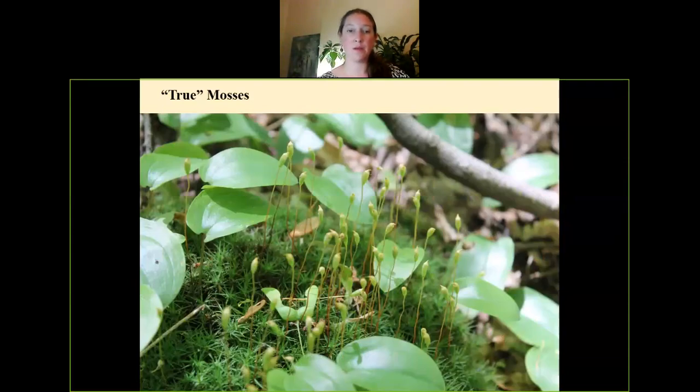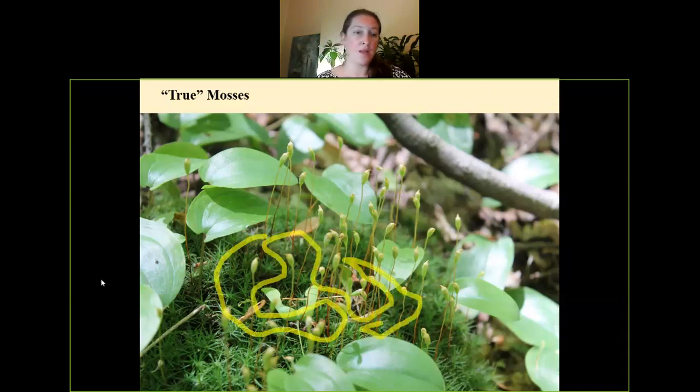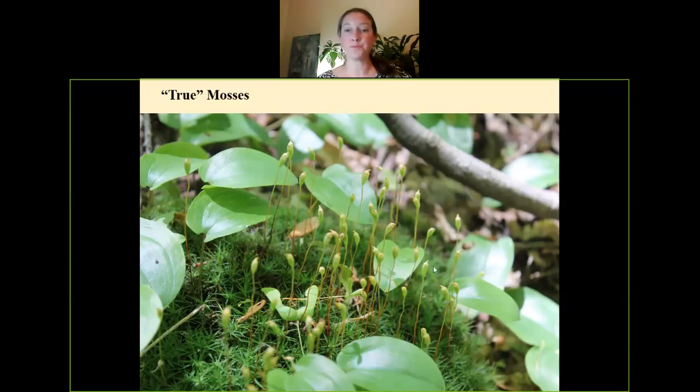Here's maybe a better picture. The green fuzzy on the bottom is the gametophyte plant. Here, I'll use the same colors as I used before. All this fuzzy stuff is gametophyte plants. And then the sporophyte plants: here's one sporophyte plant, here's another. And remember, the sporophyte plant in the mosses is never independent, never free living, always attached to the gametophyte plant. So those are the sporophyte plants.